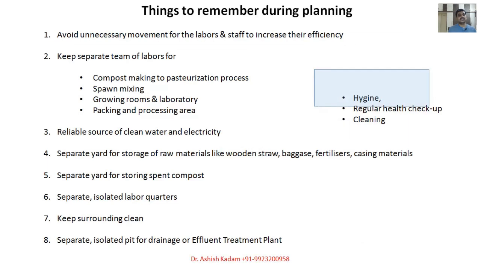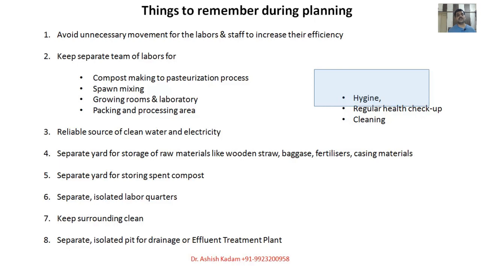So these are the bullet points we need to remember when you are planning. What are those bullet points? I'm just reading those points. Avoid unnecessary movement for the labor and staff so that we can increase their work efficiency. If you are planning even the small roads, even the small movements of the laborers and staff in your entire farm, then naturally they will give more output.